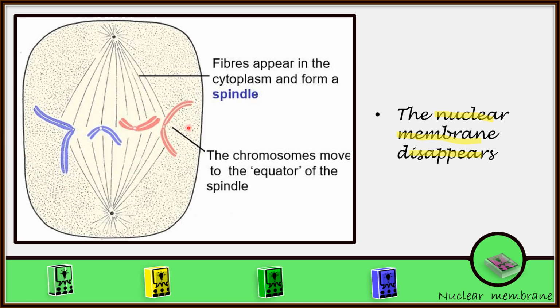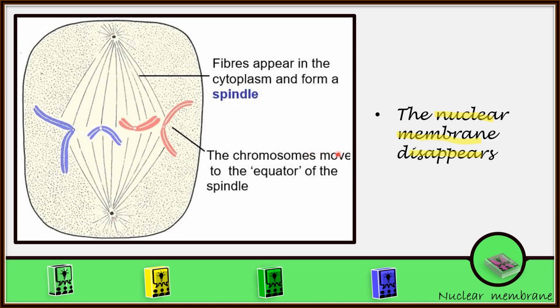And when the nuclear membrane has disappeared, then we shall have the fibers appear in the cytoplasm, and they form what we call the spindle. These lines that we are seeing, they are the ones that we call the spindles. After the nuclear membrane has disappeared, then we have our spindles forming.